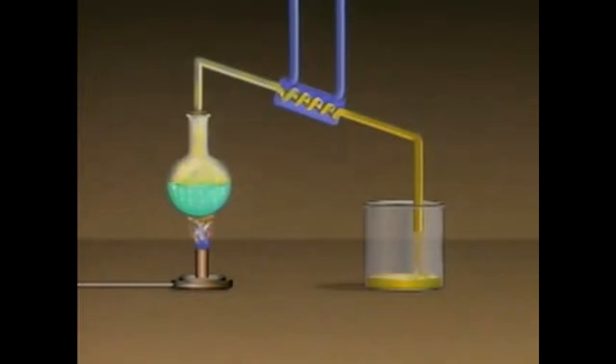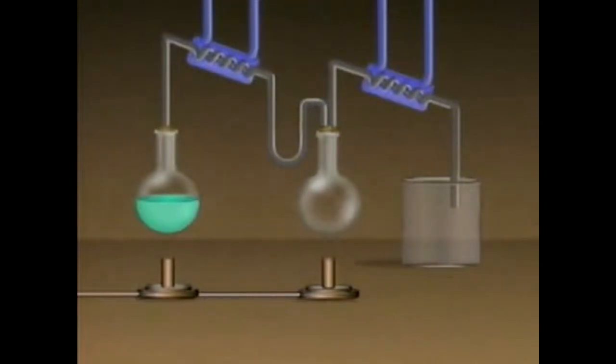In other words, the overhead product contains some of the heavier component, and the bottoms product contains some of the lighter component. This can be referred to as overlap. To reduce the amount of overlap, the process can be repeated. For example, this is a successive batch system.